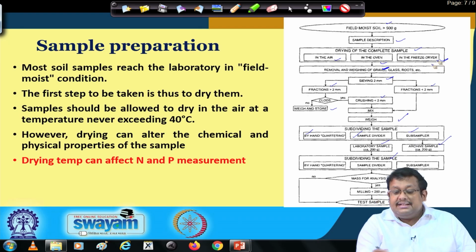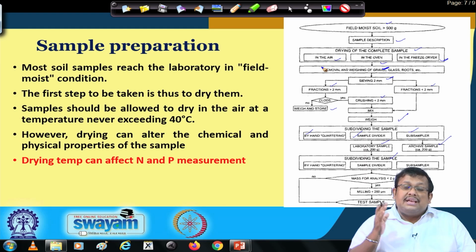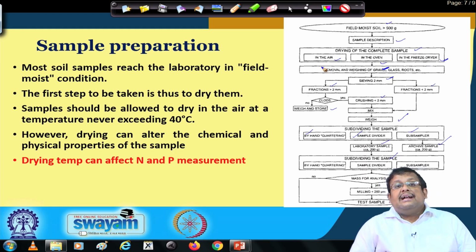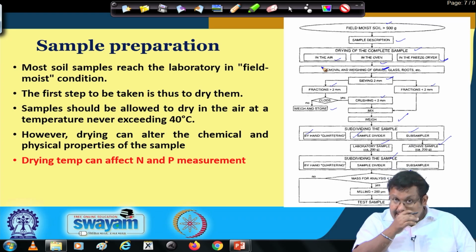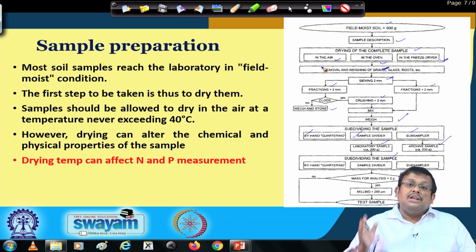We have already covered the drying of the complete sample. However, remember that complete drying: the sample should be allowed to dry in the air at a temperature never exceeding 40 degree centigrade. We generally want to maintain this 40 degree centigrade so that there is no substantial change in the organic matter, because soil contains organic matter.